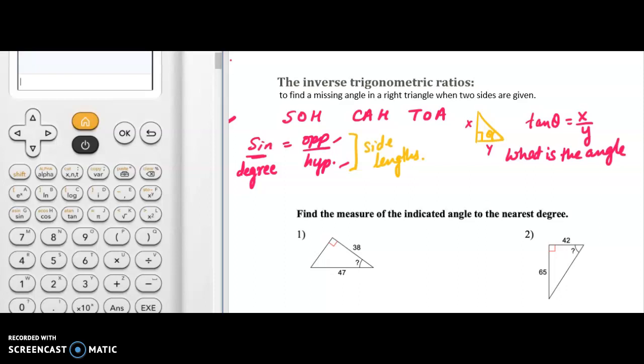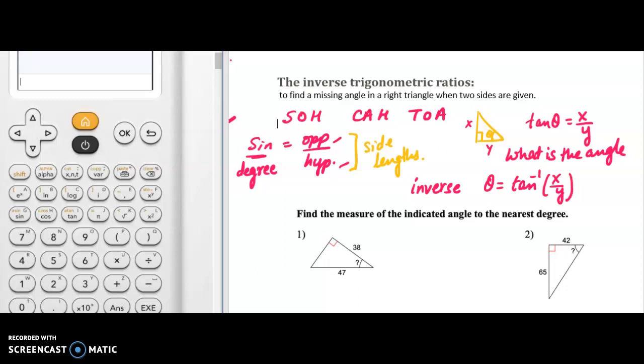When we have to find the angle, we use the concept of inverse. How do we write the inverse? Let's take the inverse of both sides. So theta will become nothing but tangent inverse of x over y.